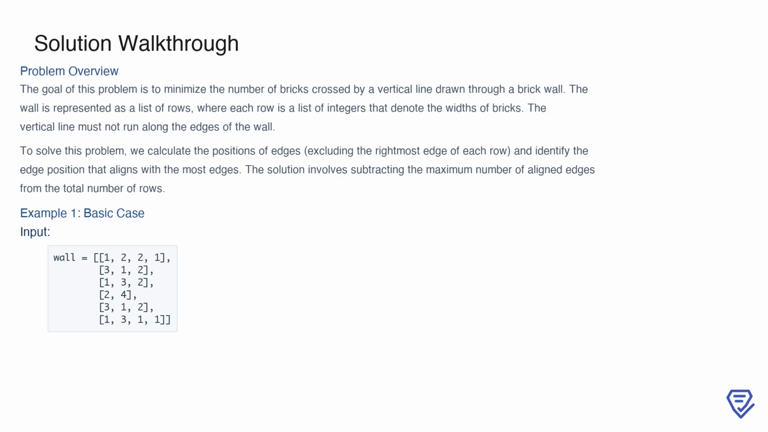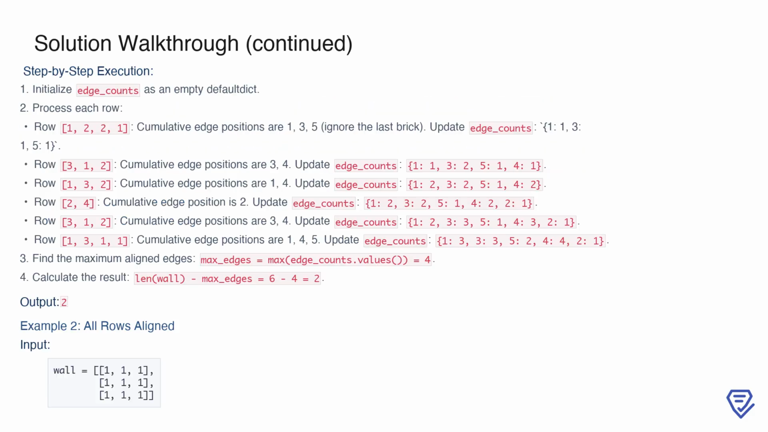For example, consider this input wall. Each row of numbers represents the widths of bricks in that row. Our task is to process this data to find the optimal line placement. To solve this, we start by initializing a dictionary, edge_counts, to store how many times each edge position appears across all rows. Then, we process each row one by one, calculating cumulative edge positions while ignoring the last brick in each row. For instance, in the first row 1, 2, 2, 1, the cumulative edge positions are 1, 3, and 5, which we add to edge_counts.